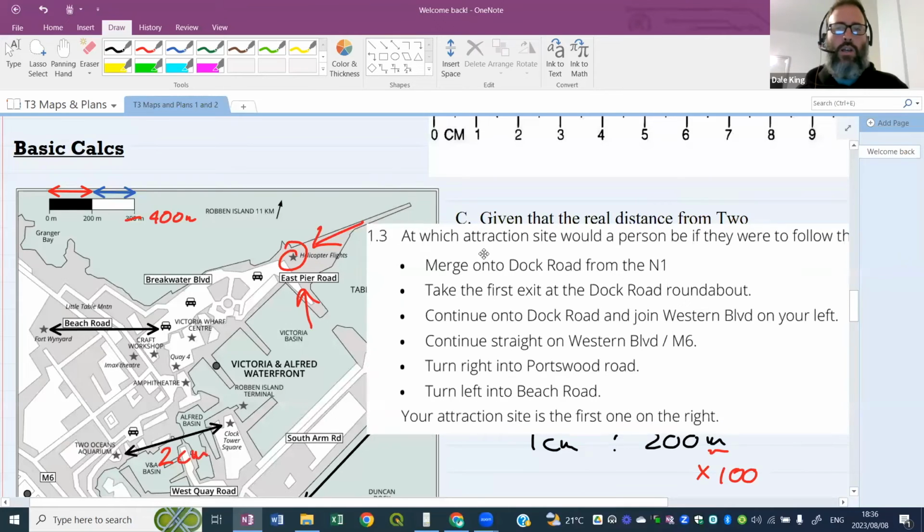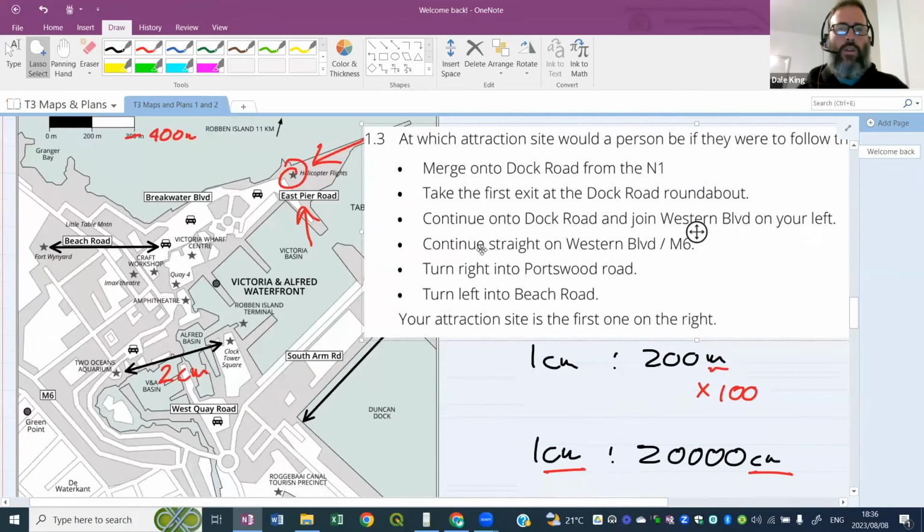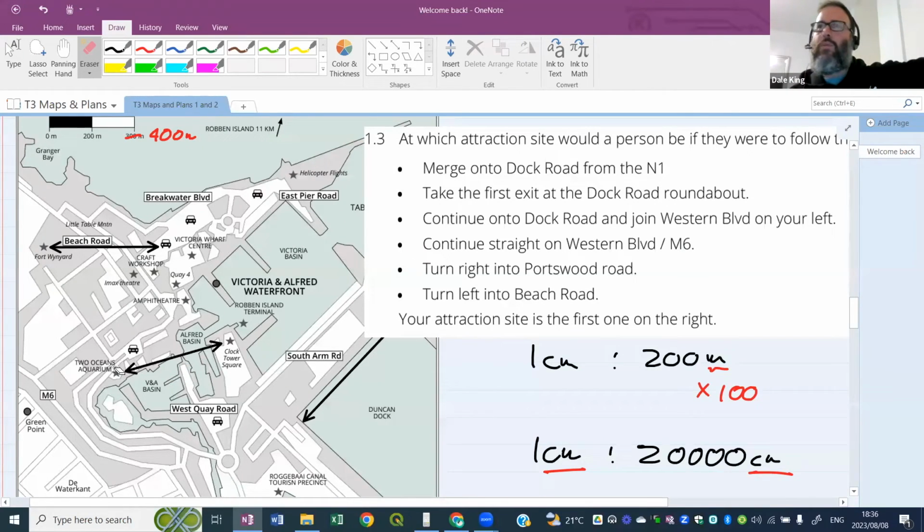At which attraction site could a person be if they were to follow the following directions? All right. Now, I need you to pay attention to what they've written here, because often in the map work section, they ask a question which is, a person is at one point and they want to get to a different place on the map. Give directions to get from point A to point B on the map and write them out. Okay, this is what it should look like. So this is a very good way for us to see how to answer that type of question.